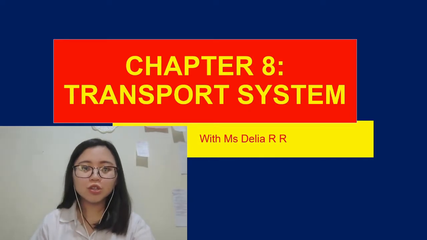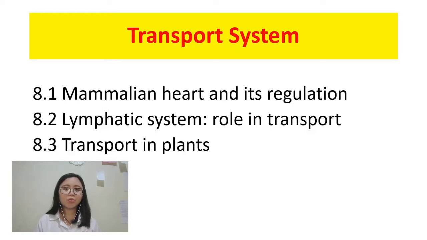We are entering into chapter 8. In this chapter, we have three subtopics. Number one is the mammalian heart and its regulation. We're going to learn about the anatomy of mammalian hearts using human hearts as the base example. Also, how it beats, how we regulate the heartbeat. Then we'll go into 8.2 in the next video, which is the lymphatic system and its role in transport. And 8.3, transport in plants.